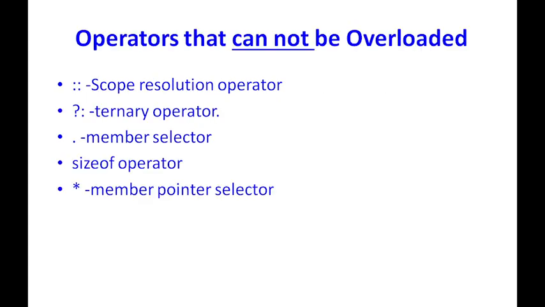But there are a few operators which can never be overloaded. These are excluded. So this list has all the operators which are impossible to overload. So we should not try to overload any one of these operators. But as we can see, there are only very few operators which are excluded, which means most of the operators can be overloaded by writing the code.